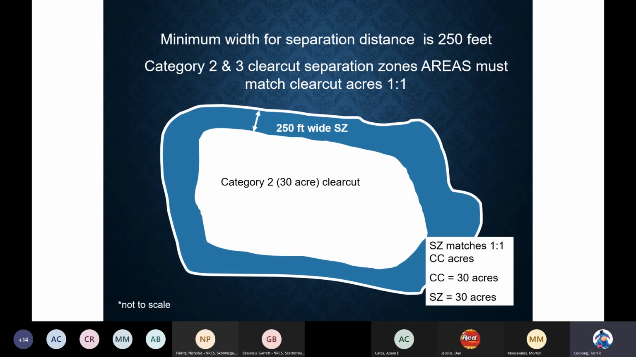So the minimum width for separation distance is 250 feet. You can't be any less than that when you're talking about doing up to another clear cut. And category 2 and 3 clear cut separation zone areas also have to match the clear cut size 1-to-1. So in this case here, we've got a 30-acre clear cut at category 2, and this would hold true for category 3 clear cuts as well. And you can see that the separation zone has to be a minimum of 30 acres as well. And nowhere can it be smaller than 250 feet wide. So it can be wider than that, but it can't be narrower than that.